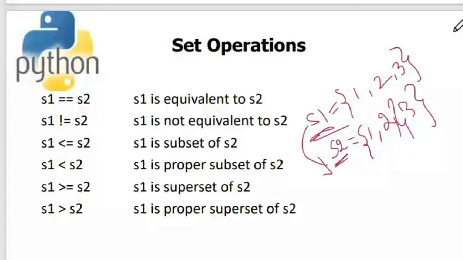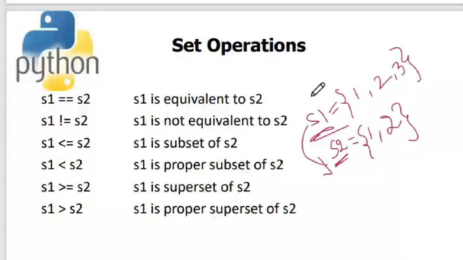Okay, so say that S2 has only 1 and 2, then you say that S2 is a proper subset of S1, right? In a similar way, vice versa, S1 is the proper superset of S2. Okay, so that's how you say it, right?